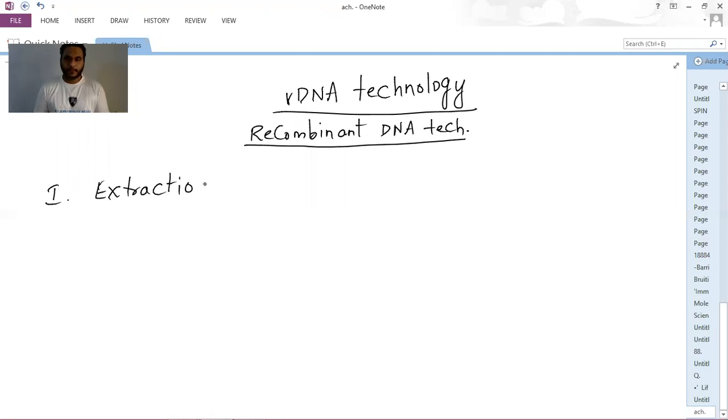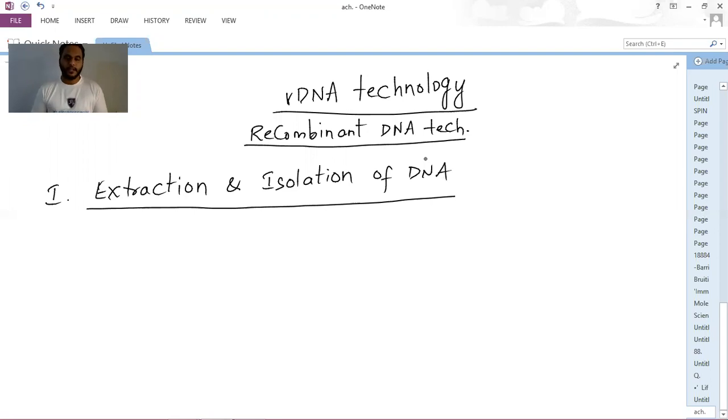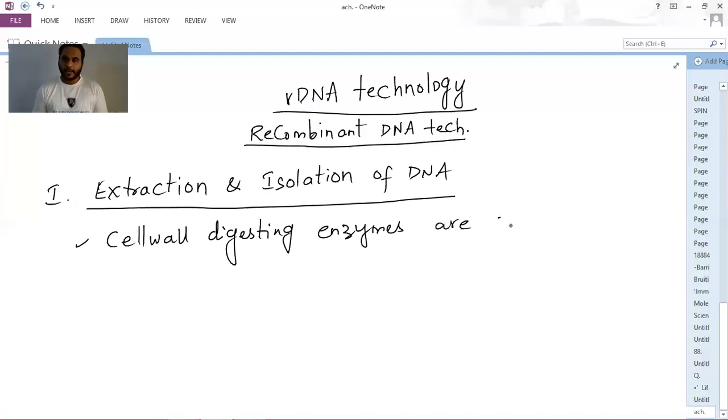Extraction and isolation of DNA. This is the first step in rDNA technology. We have to isolate the DNA first. So we have to employ the cell wall digesting enzymes. The cell wall digesting enzymes are applied, and the genetic material is extracted.